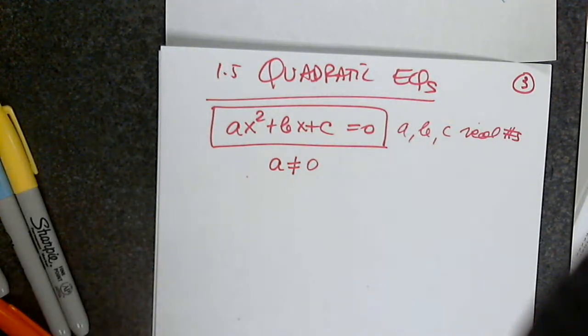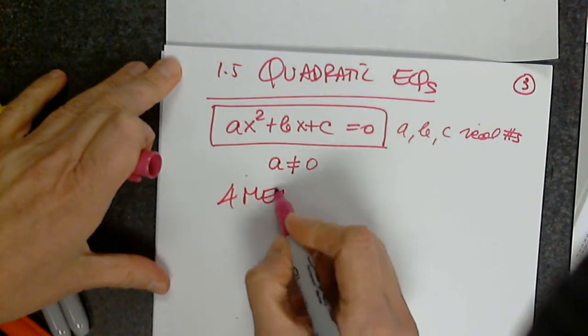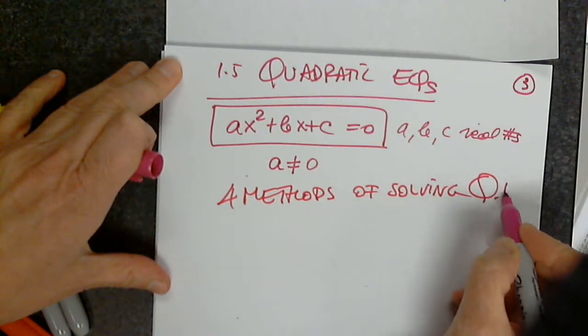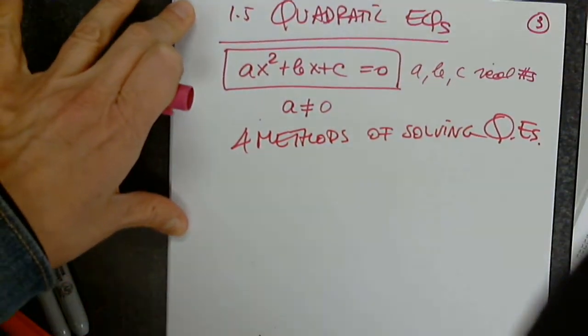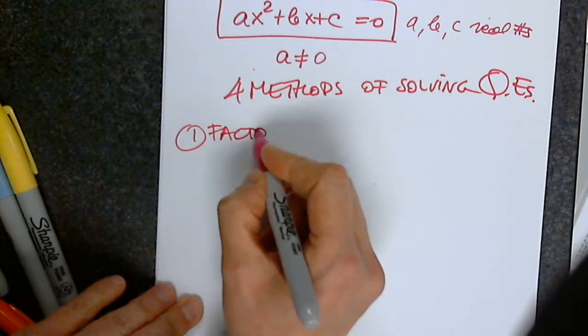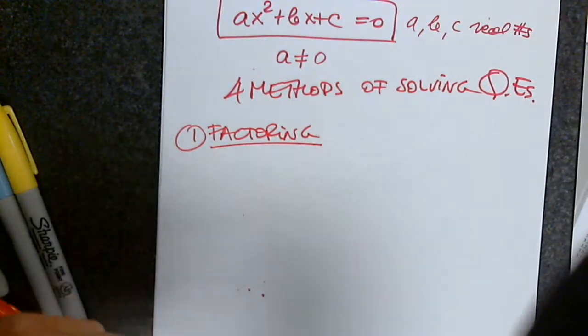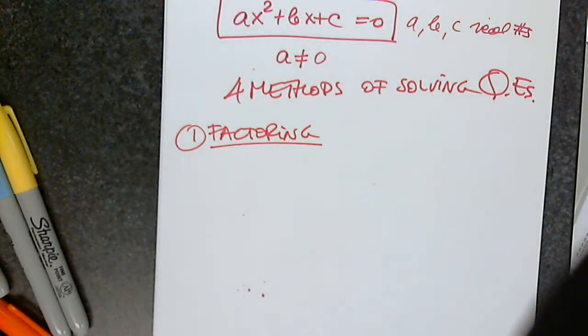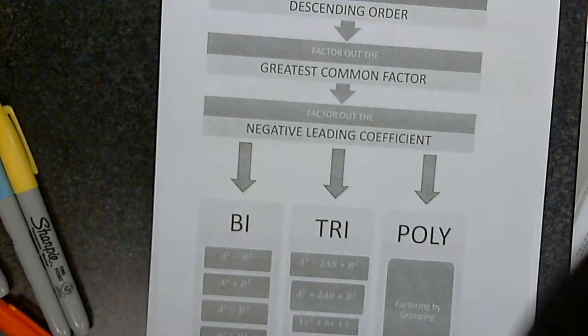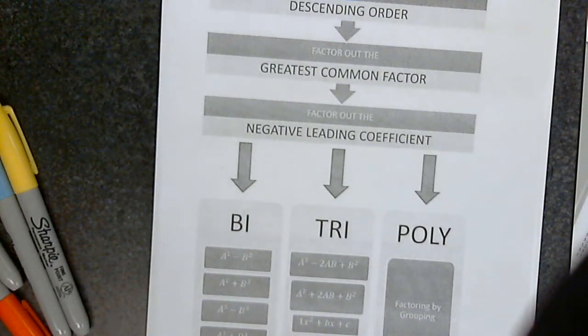Okay, so 4 methods of solving quadratic equations. The first one is factoring. I gave you a handout on factoring. And the handout also had this attached to it, which is basically a summary of any type of factoring that we will see in this class.